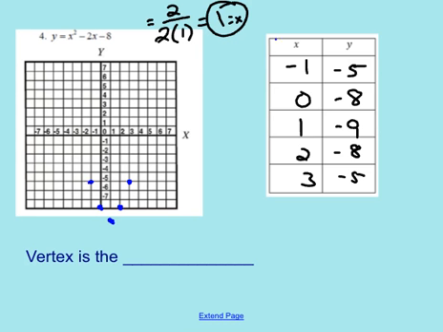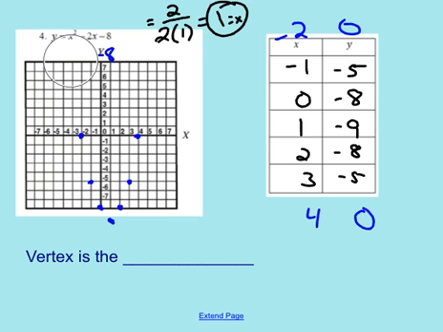Now, let's do this anyways. -2. -2 squared is 4, plus 4 minus 8. 8 minus 8 is 0. So where do you think 4 is going to be? If you answered 0, you are correct. So I can do some more points here. -2 is 0, and 4 is 0.